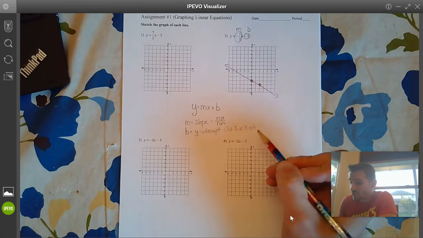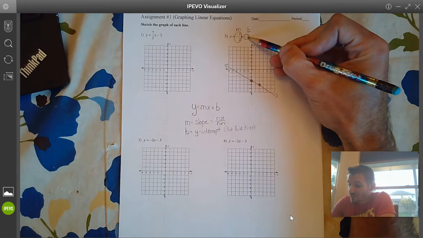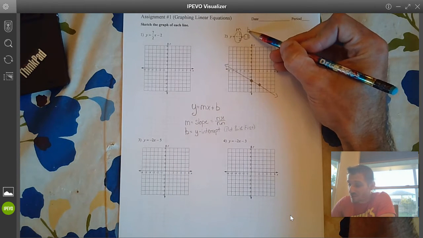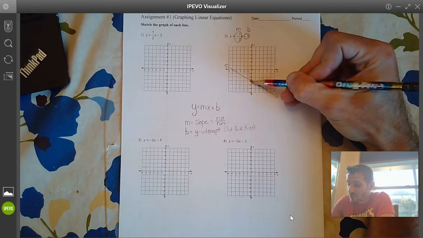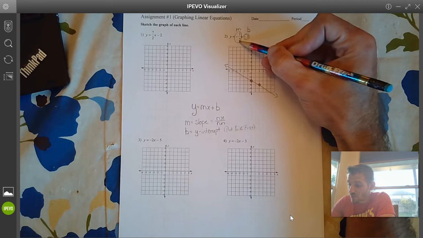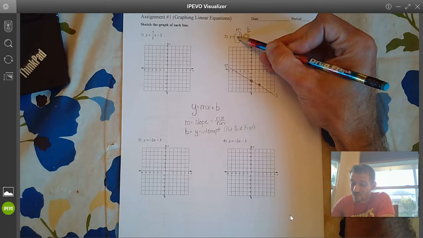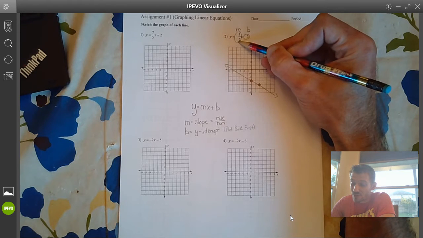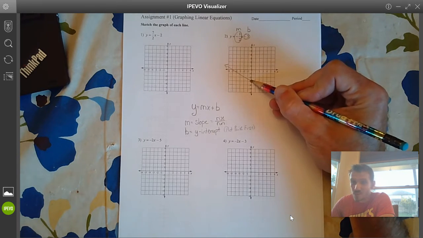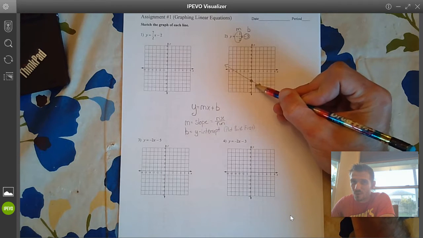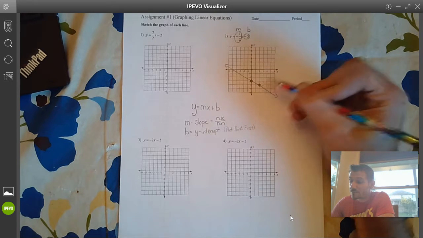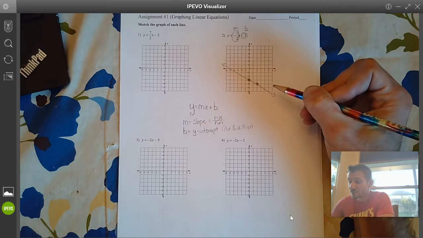For example, I did number 2 for you. -3 is your b, or your y-intercept. So once you plot that, which is right here, you go to your slope, which is rise over run. We should be rising 1 and running 2, but it's negative. So instead of rising 1, we're going to go down 1 and then to the right 2. So from our point, we go down 1 and we go over 2. Done. Make your line. You're finished.